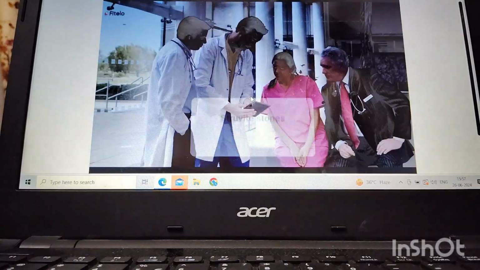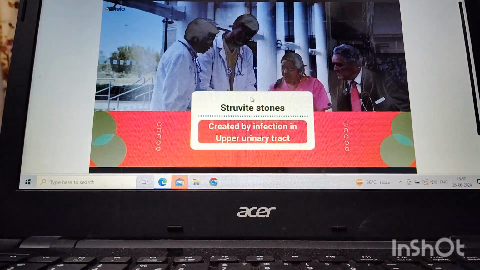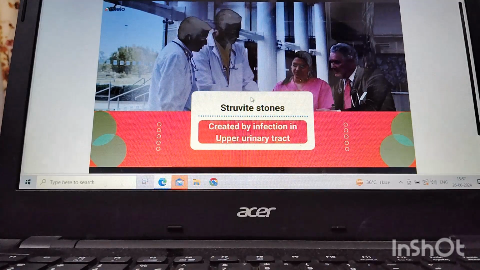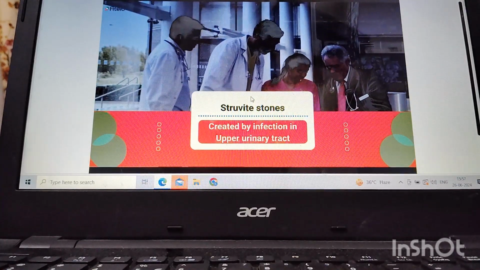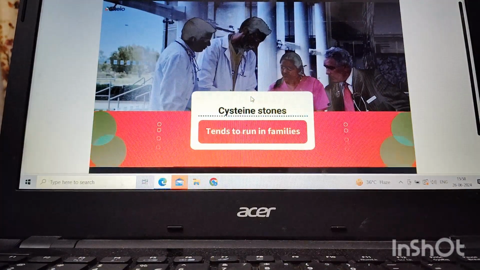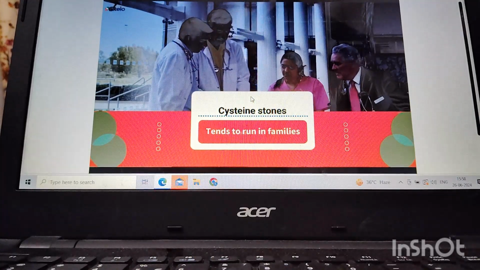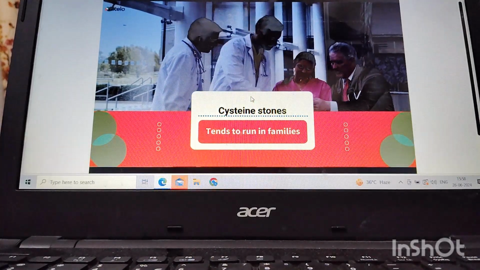Third type is struvite stones. They are less common, caused by infections in the upper urinary tract. And last is cystine stones. They are rare and tend to run in families with a history of cystinuria.